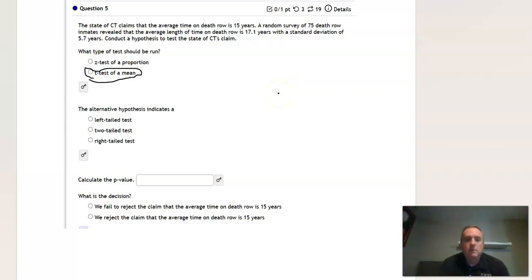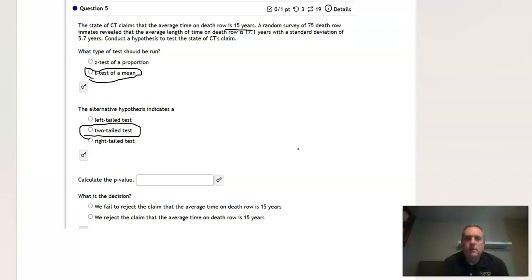When we're deciding whether we're doing a left-tailed, right-tailed, or two-tailed test, we're looking for key words like more than or less than, or longer than or shorter than. And we don't have it on this one. It just says the claim that the average time on death row is 15 years. So that's going to be our null hypothesis, that it's 15. And since we don't have a specific more than or less than, it could be either one for our alternate hypothesis. So in that case, it's always a two-tailed test.